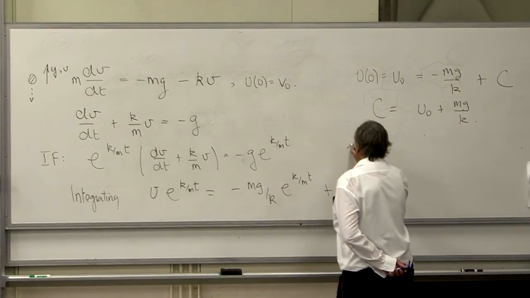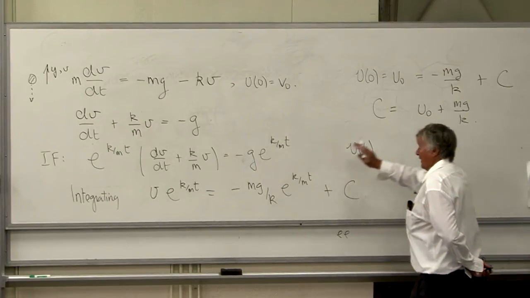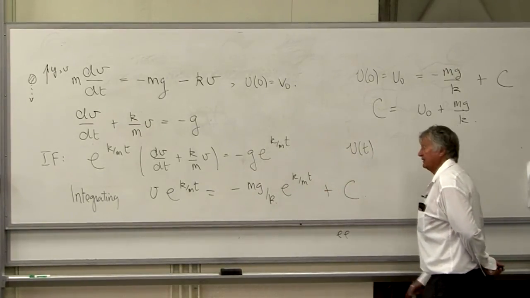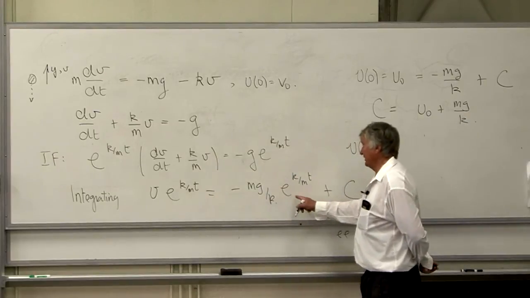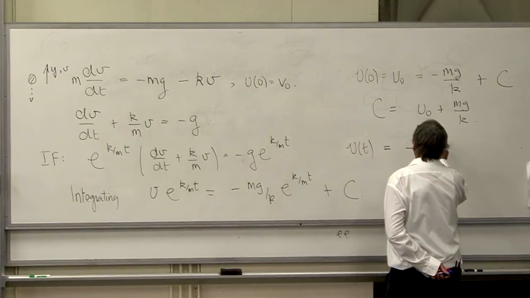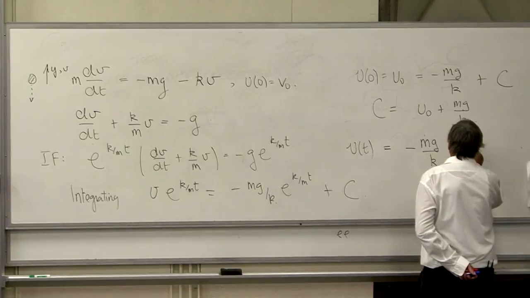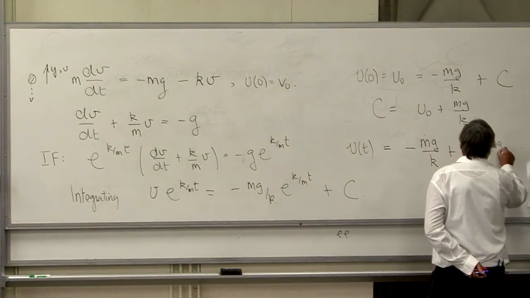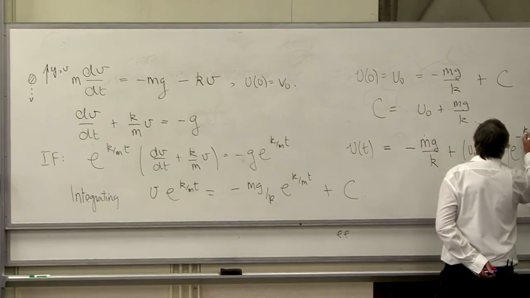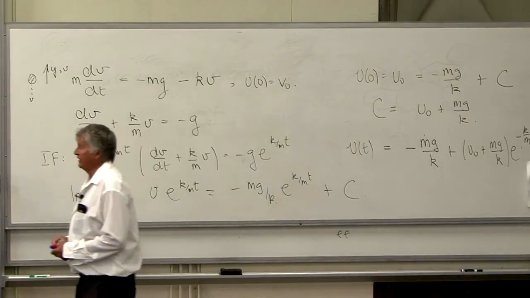Therefore, v of t is equal to this guy plus c times e to the minus k over m t. In other words, I'm going to divide across by e to the k over m t. So this is equal to minus mg over k plus v0 plus mg over k e to the minus k over m t. So that's the velocity.